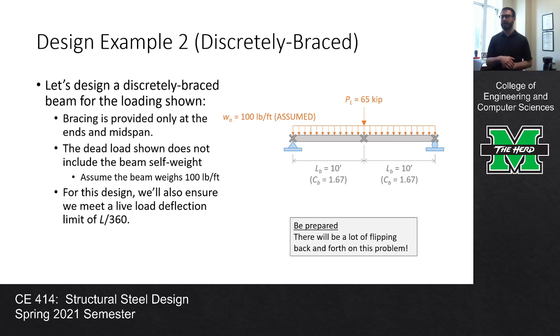You ought to go along with this problem with me as we're doing the example. Be prepared, because there is a lot of flipping back and forth. And again, this is what I was talking about, where you should have two bookmarks, one for table 3-10 and one for table 3-2, so you can do that.